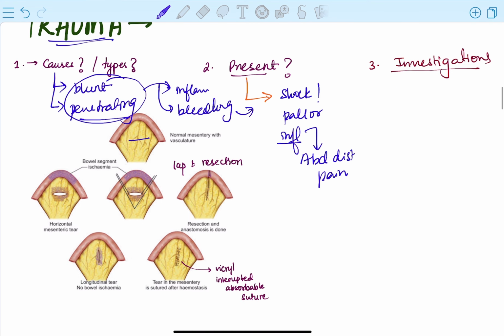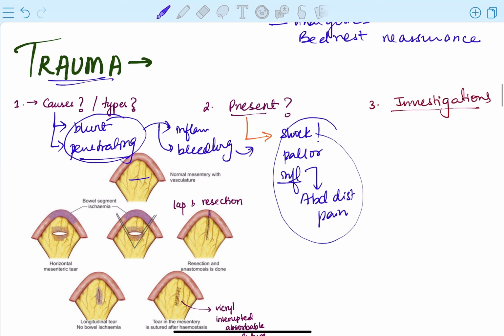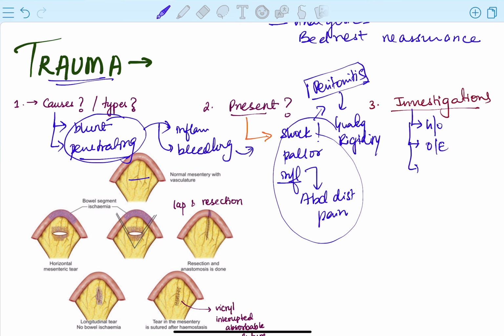All these are nothing but features of peritonitis, right? If there is something going on inside the abdomen which is irritating the whole peritoneum, it will lead to features of peritonitis. So you will have guarding and rigidity, right? What are the investigations? A patient comes to you with abdominal pain. You are going to take the history, and then examine clinically, and then do one investigation which is very handy, which is ultrasonogram. So you will take an USG, and then a confirmatory one is CT abdomen, right?